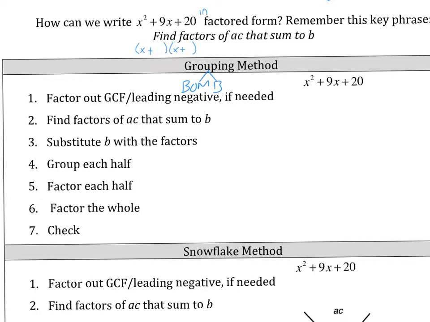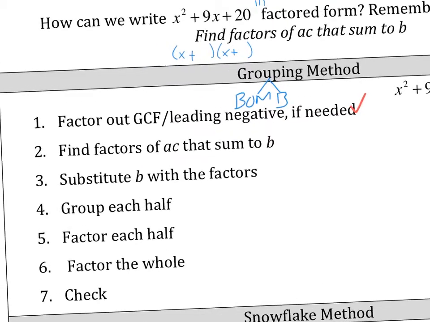Number 1, what we're going to do is factor out any GCF if there is one in all the terms. And the GCF of these 3 terms is just 1. And notice that there's no negative in the front. So that's why it says leading negative if needed. So this is just a check. There's nothing done here.